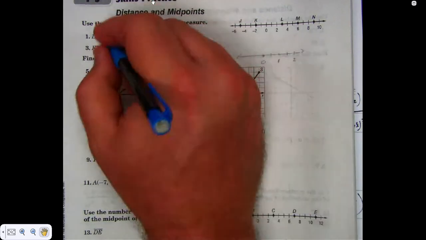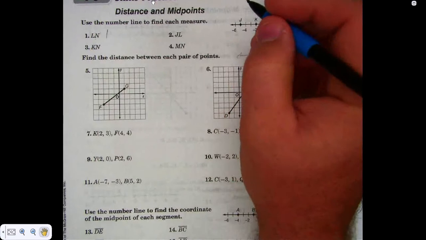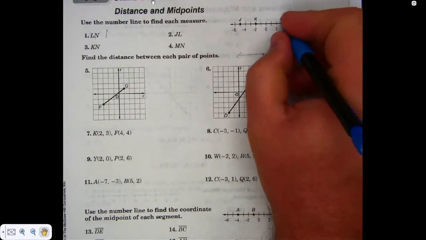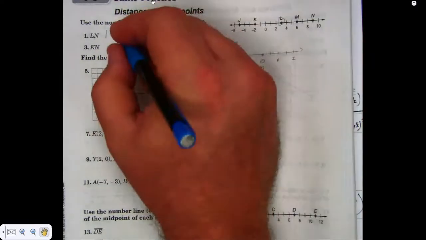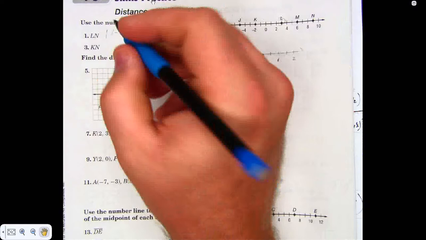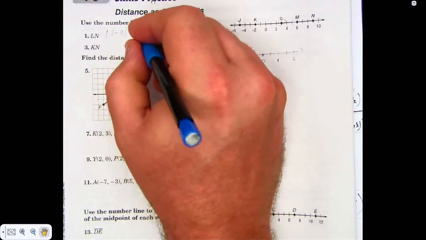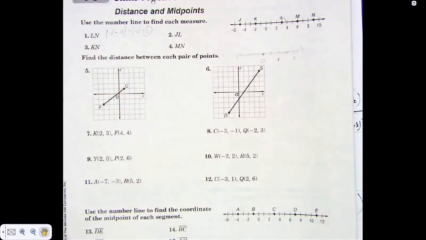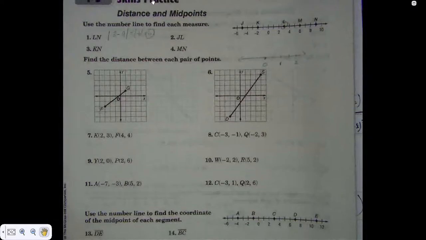But however, over here, I want you to do absolute value. What is the coordinate of L? Minus, what's the coordinate of N? What is that? Absolute value of negative 6, which is what? Do I realize that takes longer? Yes.